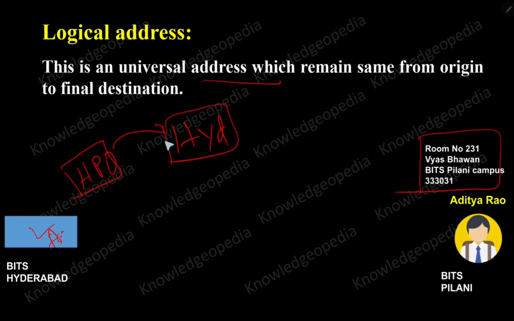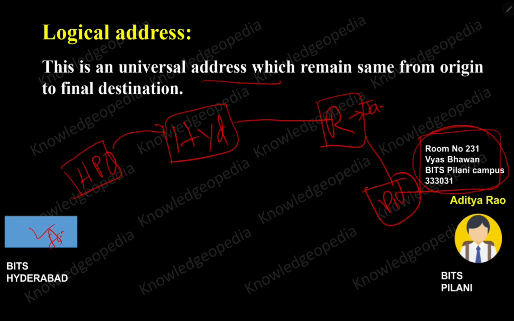Then when it reaches the Hyderabad main post office, the person there will see what the destination address is. Okay, this is BITS Pilani campus 333031. It is in Rajasthan. So they will transfer it to Rajasthan main post office, maybe Jaipur. Okay, in Rajasthan it is Jaipur. From Jaipur, they will send it to Pilani post office. How will they send? They will look at this logical address.